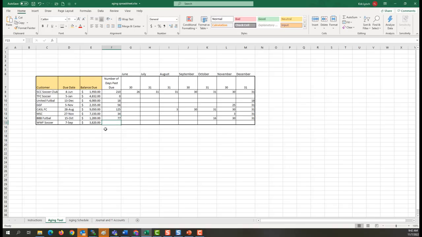And then finally, this last one is on September 7th. So here we are on September. There are 30 days, so we have 23 more days in September, 31 in October, 30 in November, and 31 in December. And if we add those all together, we get 115 days past due. So now we know what categories each of these customers go into.